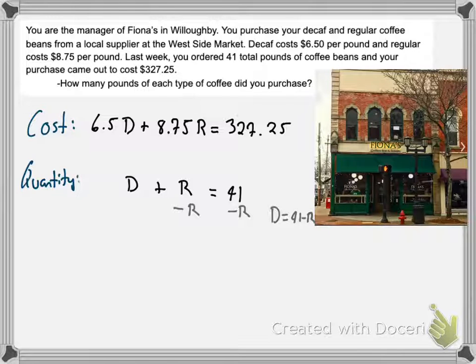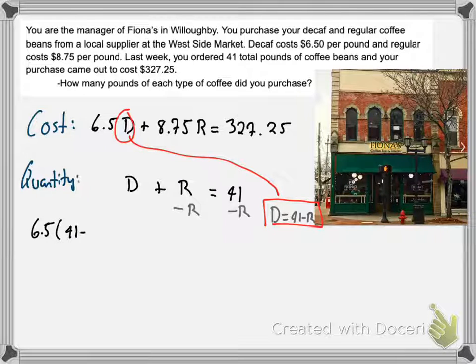Now wherever I see a D in that top equation, I'm going to plug in what I just found. So I'm going to now put down 6.5 times (41 minus R), plus 8.75R equals $327.25. Even though this looks ugly, we only have one variable now in this equation, so we're good to go. We can now find what R is numerically.